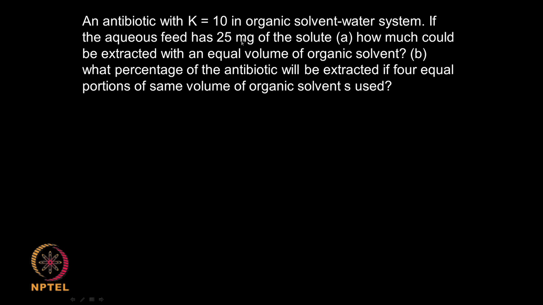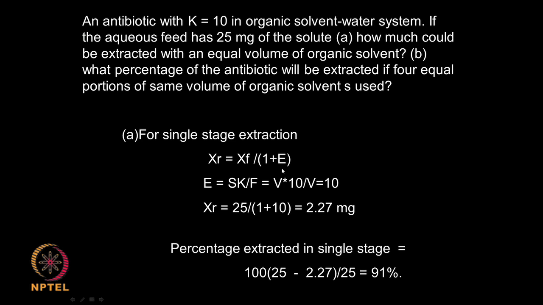Now look at another problem. It is a very interesting problem. I have K given here, and the feed is 25 mg of solute, that is my F. How much could be extracted with an equal amount of organic solvent? That means if I take 25 mg of solvent, that is S, how much will I be able to extract? It is very simple. I just calculate E, and E is equal to SK by F. So that is equal to, say, 10 here, and then I substitute, I get XR as 2.27. So percentage extracted, I am having 25 initially, XR is 2.27, so I am extracting 91%.